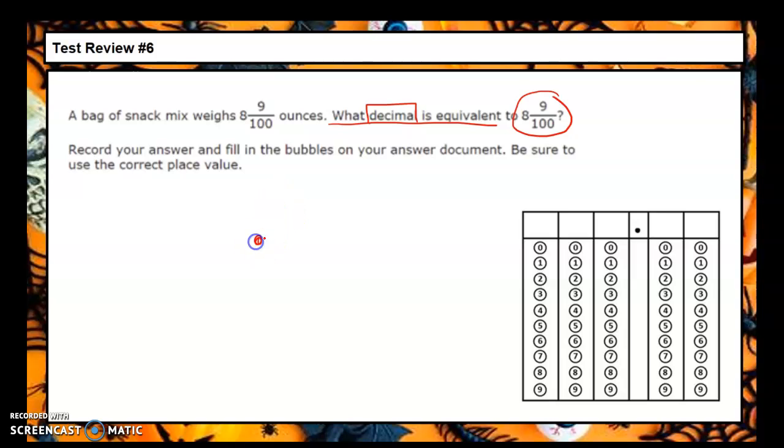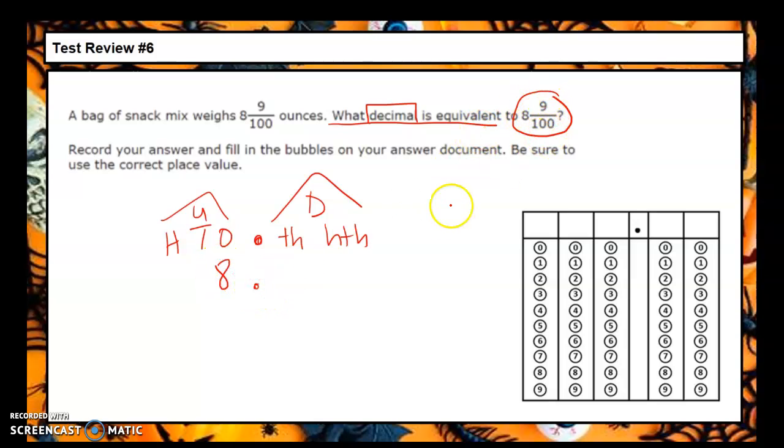So draw your place value house. Ones, tens, hundreds, that's your units. Then you've got tenths and hundredths. That's your decimal. So if I have 8 as my whole number, it's going to go in my ones place. Then you put your decimal point.